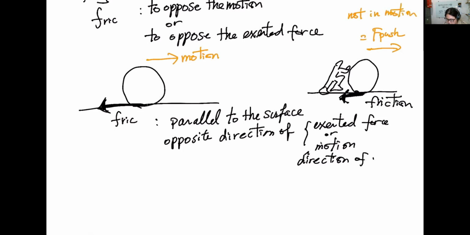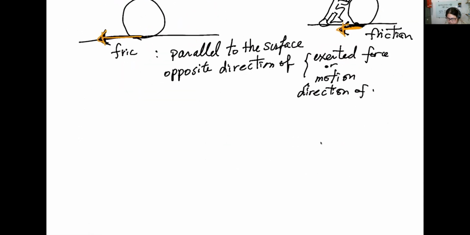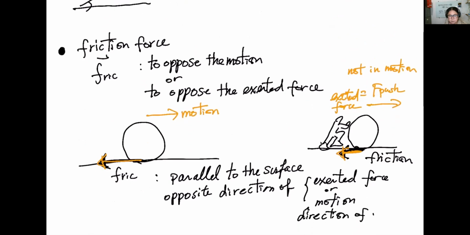So this is going to be the exerted force in this case. The push force is considered to be exerted force. Friction force applies opposite to the motion or opposite to the exerted force, and again, parallel to the surface. So that's the friction force.